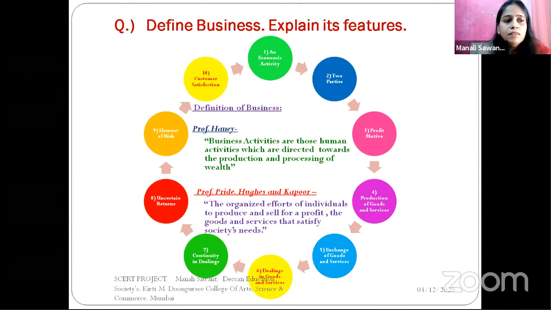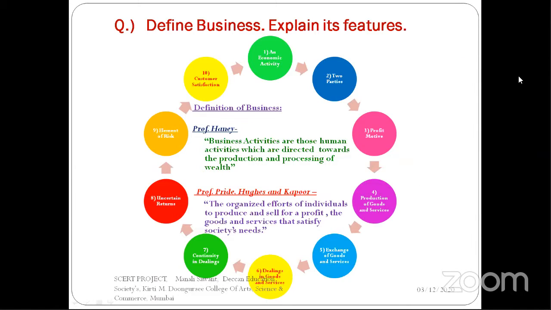Now we learn about its features. Business is an economic activity. There are two parties: one person will be the purchaser and another will be the seller. The third feature is that business is a profit motive. The production of goods and services. Business involves the exchange of goods and services. They are involved in dealing in goods and services. There is continuity in dealing.